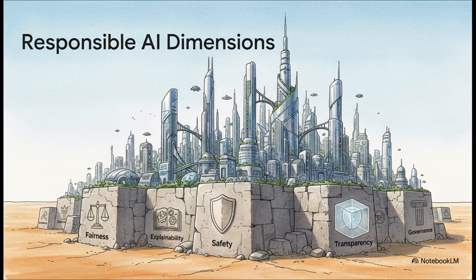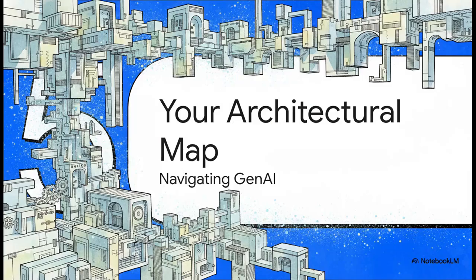Responsible AI covers a bunch of key dimensions. It means building systems that are fair, that aren't biased. It means they're explainable, so you can actually understand why a model made a certain decision. It means they're safe, controllable, robust, and transparent. These are the foundations of a lasting AI civilization, not just a temporary boomtown. So, as we wrap up here, think of this framework not as some rigid set of rules, but as your strategic guide, your architectural map for navigating this whole new world of generative AI.